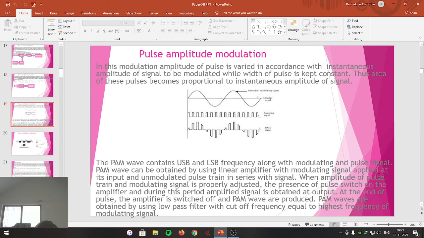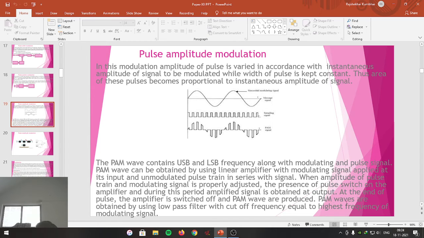When the amplitudes of the pulse train and modulating signal are properly adjusted, the presence of a pulse switches on the amplifier, and during this period an amplified signal is obtained at the output. At the end of the pulse, the amplifier is switched off and pulse amplitude modulated waves are produced.